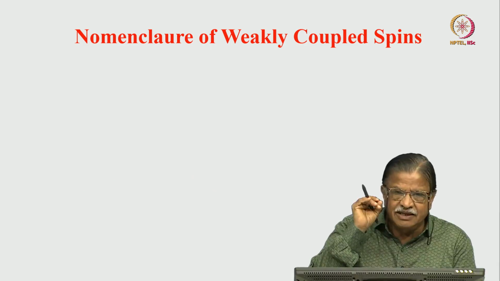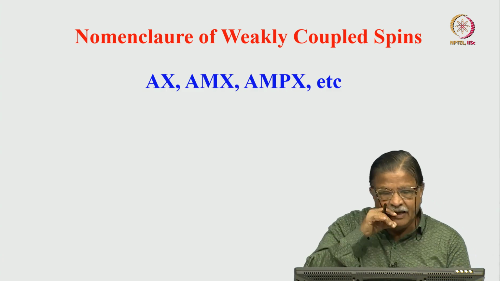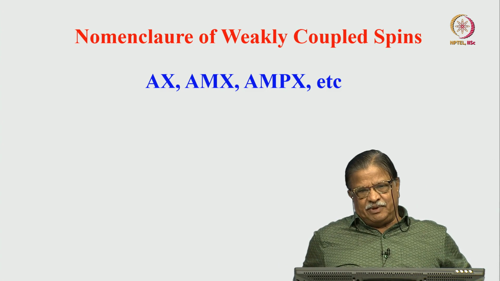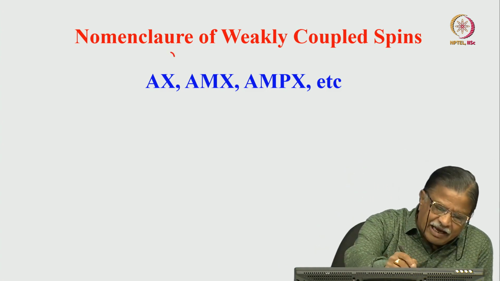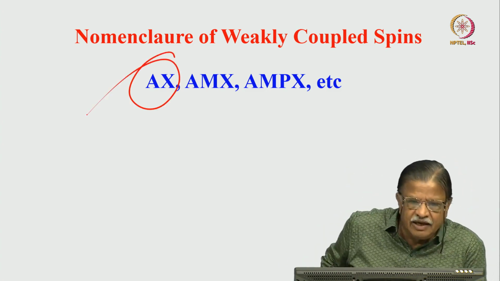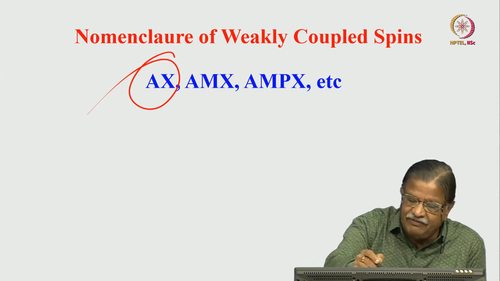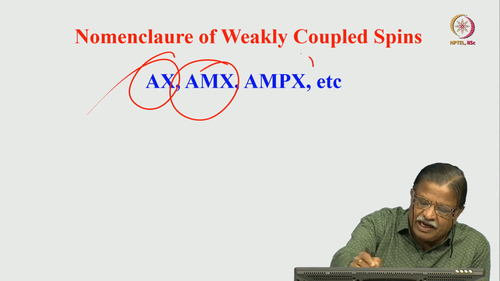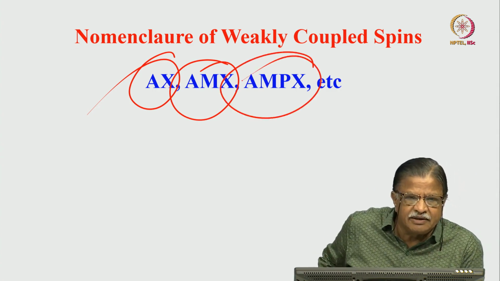How do you put the letters? This is called Pople nomenclature. The nomenclature is very simple to analyze. What are the nomenclatures you can think of for weakly coupled spins? If you have 2 weakly coupled protons, it can be AX. If there are 3 weakly coupled protons, we can call it AMX. 4 weakly coupled protons, AMPX, etc.